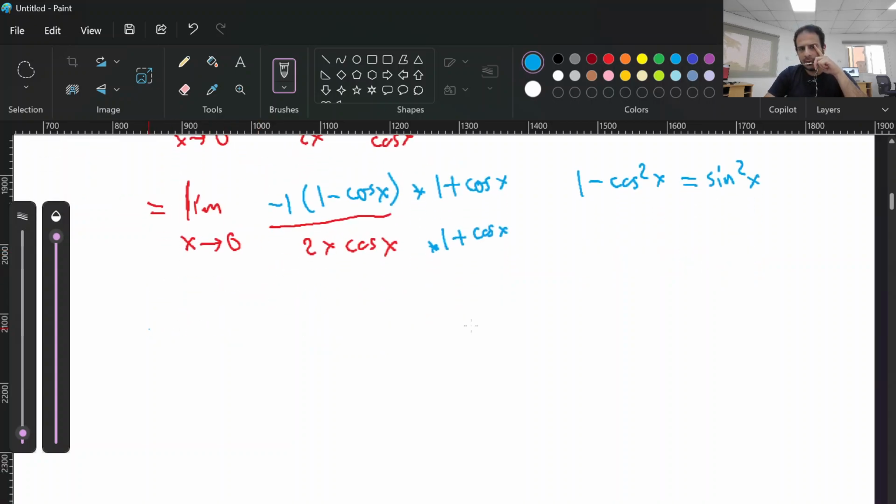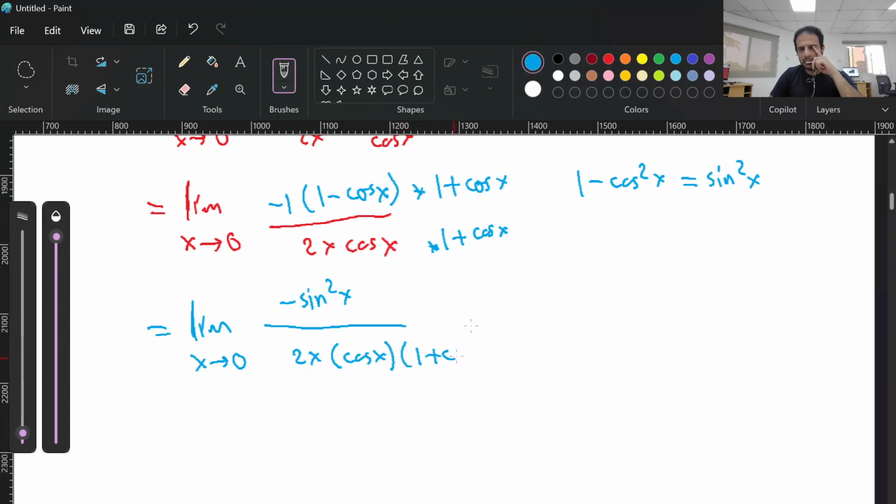So the next step we have limit as x goes to 0. You have negative 1 minus cosine squared. But what is 1 minus cosine squared? It's sine squared, right? So we have minus sine squared. Let's write it. Minus sine squared x over 2x cosine x, 1 plus cosine x. Good.